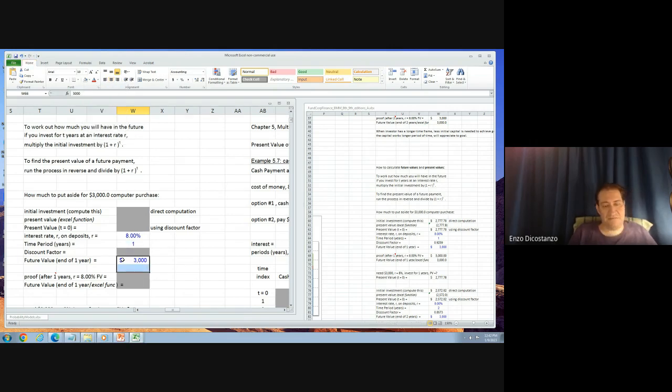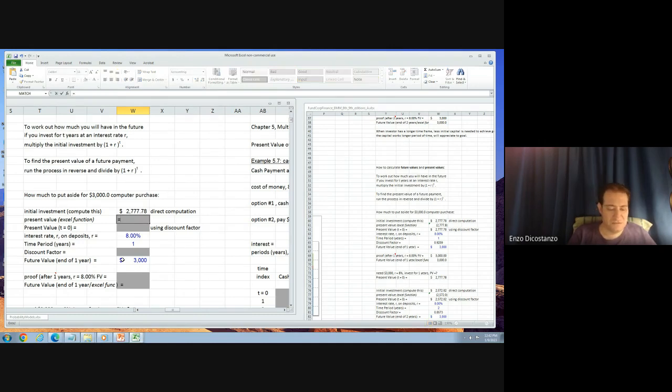Okay. And now we're using discount factor, a third version of what do we need today. So if you guys recall, all you did before was take 3,000 divided by 1 plus 8%, and then just to the first power. 2,777, right? That's direct computation.